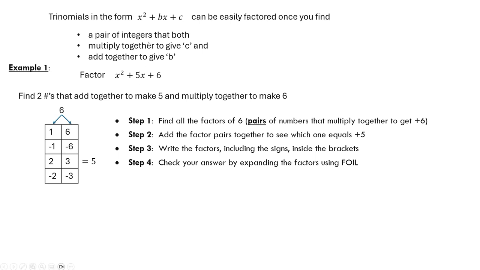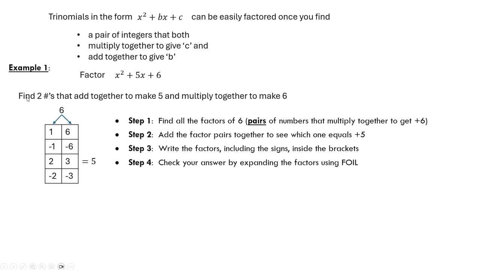Trinomials, or expressions with three terms, can be factored by the following method. What you're looking for is a pair of integers that will multiply to the last number here, but add up to this number right here. In this case, we're looking for two numbers that will multiply together to be 6, and those same two numbers need to add up together to be 5.